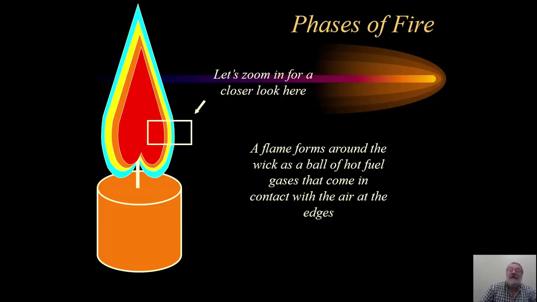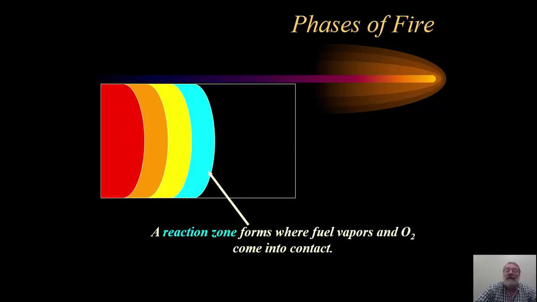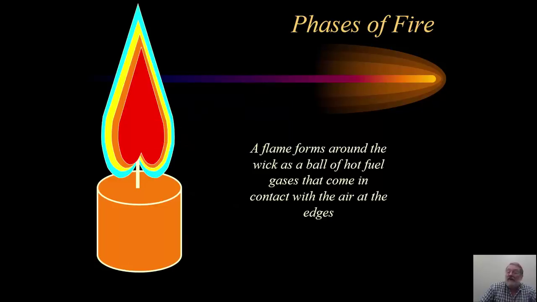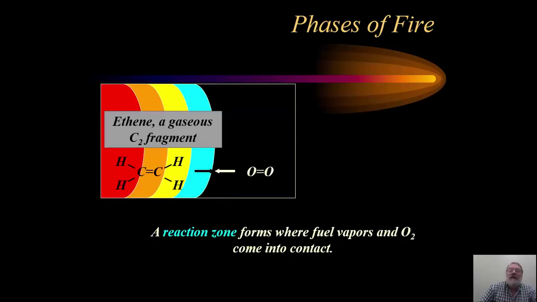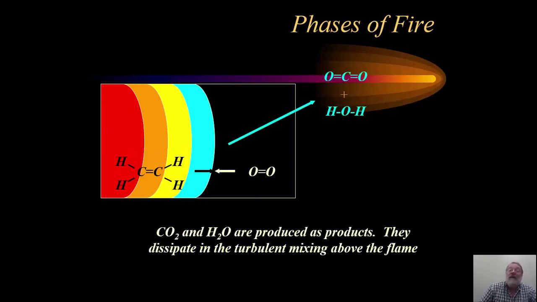Let's go in for a closer look to see what the flame cross-section looks like. The reaction zone, where the fuel vapors and O2 come into contact, involves taking something like maybe ethene, C2H4, and reacting it with an O2 molecule. What we get out of that is CO2, which has carbon-oxygen double bonds, and a water molecule. They dissipate into the turbulent airflow around the top of the flame.